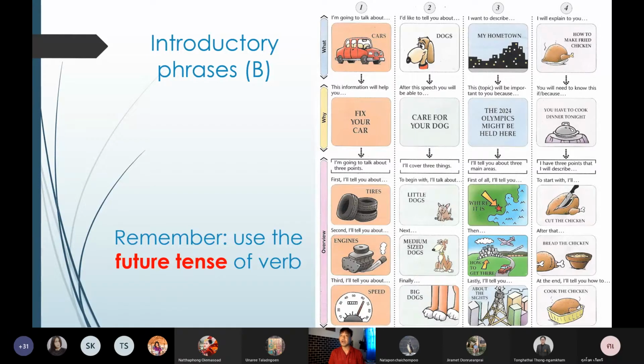I'd like to tell you about dogs. After this speech, you will be able to care for your dog. I'll cover 3 things. To begin with, I'll talk about little dogs. Next, medium-sized dogs. And finally, big dogs. So it's very easy, a step-by-step process.